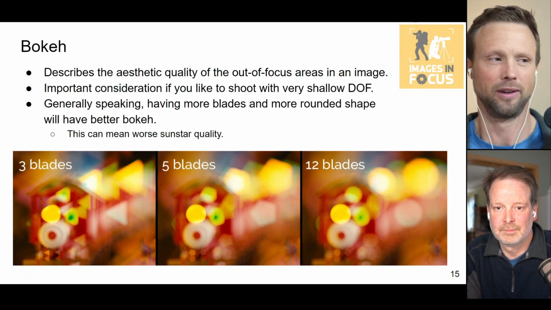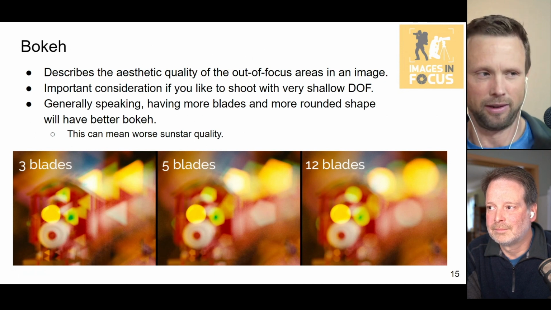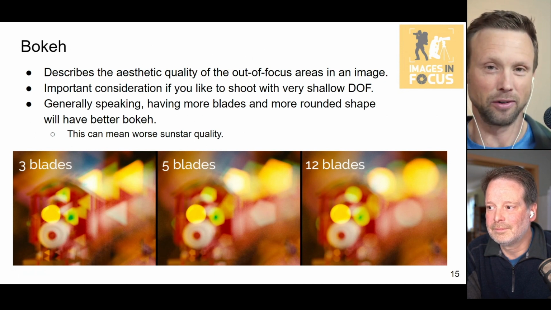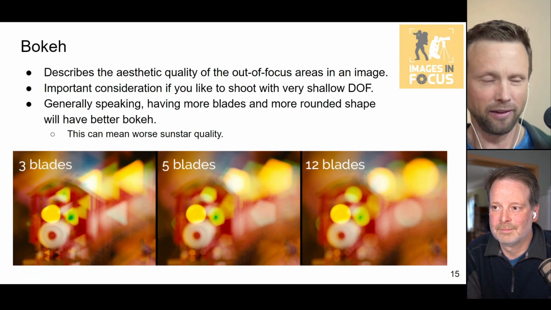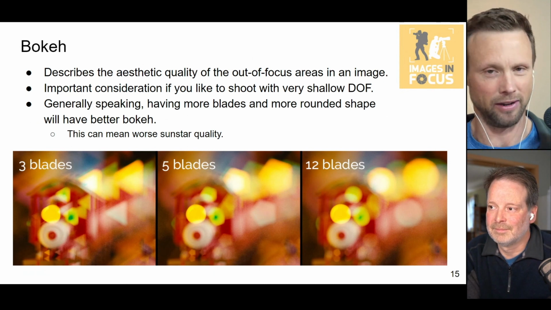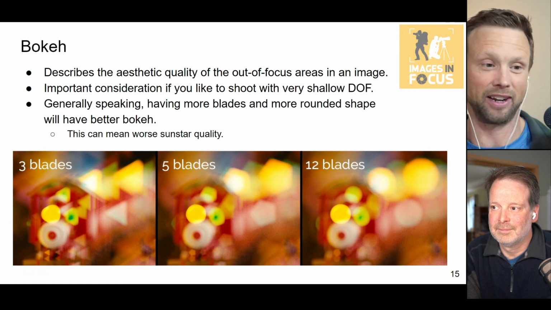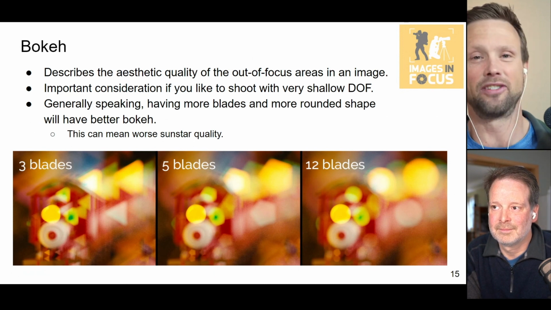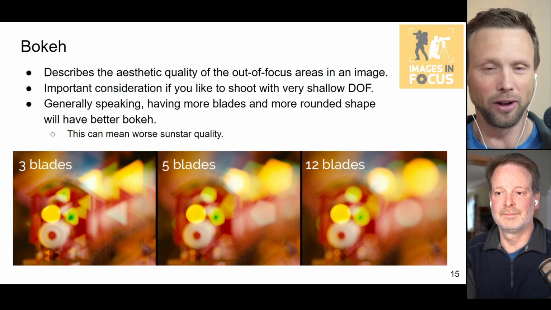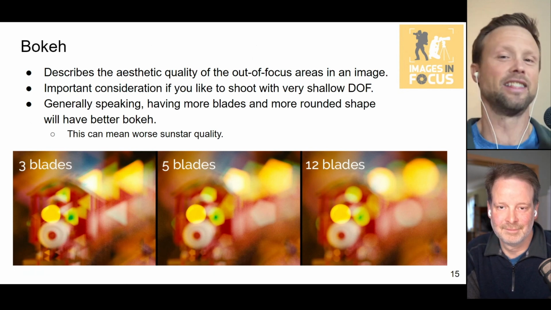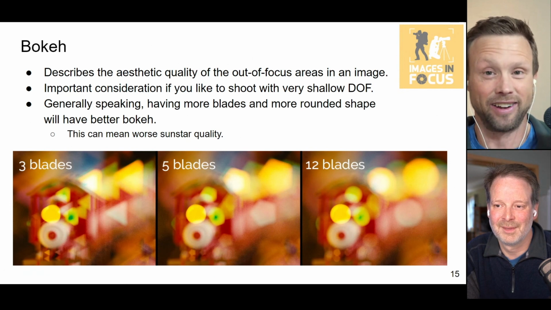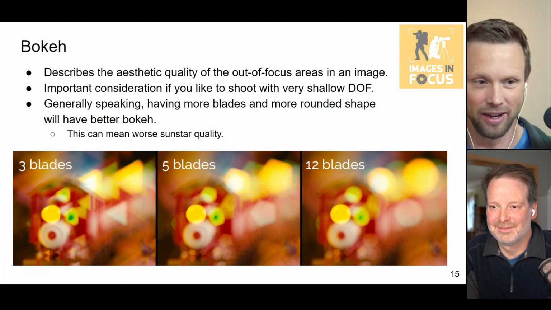Now, generally speaking, having more aperture blades, and a more rounded shape to those blades, is going to give you better bokeh. But, as we talked about as well, that can also mean a worse Sunstar quality. So you really can't have a lens that has the best bokeh and the best Sunstar. It just doesn't exist. Right. You have to pick one or the other.